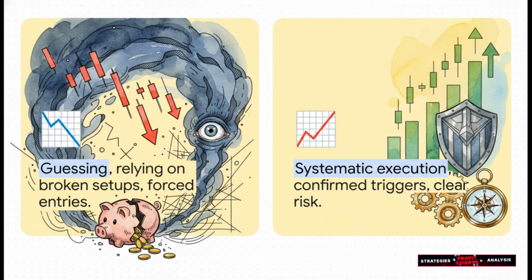But on the other hand, you have rules-based trading. This is systematic execution. It means having the psychology and patience to wait for confirmed triggers. Maybe that's a specific EMA cross, a solid VWAP bounce, or a clear rejection at a liquidity zone. And most importantly, it means executing with absolutely clear risk limits.